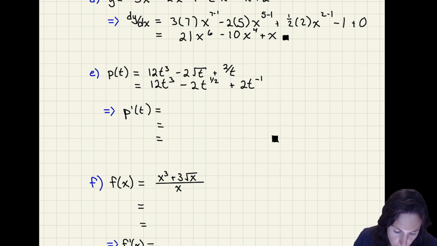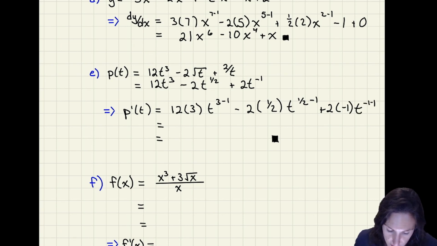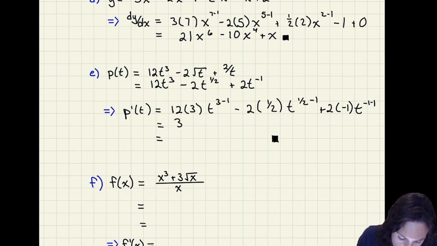So we're going to distribute the derivative to each term. The first term would be 12, bring down the exponent, and then subtract 1 from the exponent. Then we have -2, bring down the exponent, subtract 1 from the exponent. +2, bring down the exponent, subtract 1 from the exponent. So this is going to give us 12 times 3 is 36 t squared, minus the 2.5 would cancel, and we would get t to the -1/2. And then I have minus 2 t to the -2.